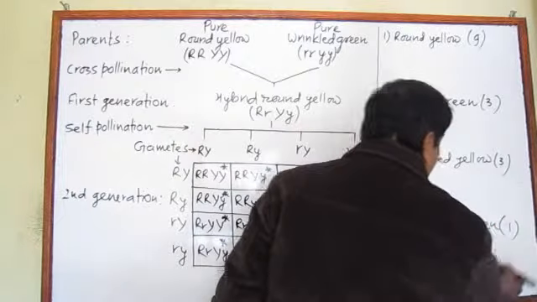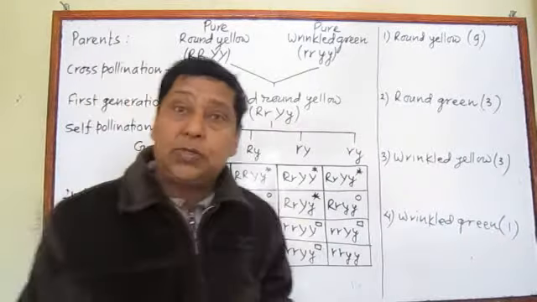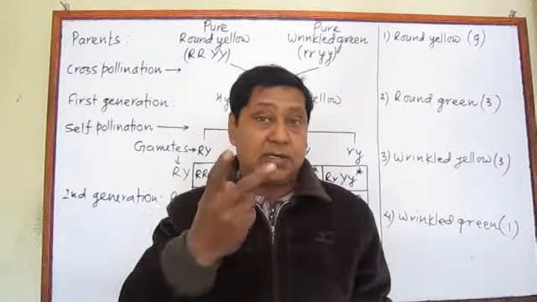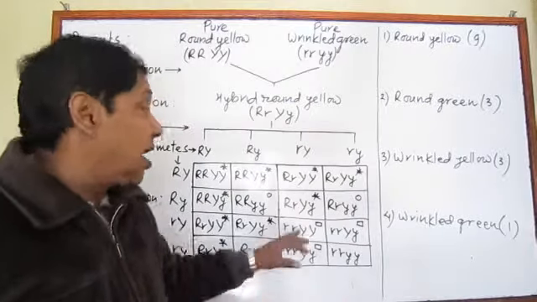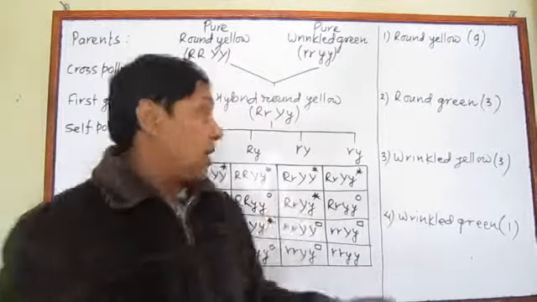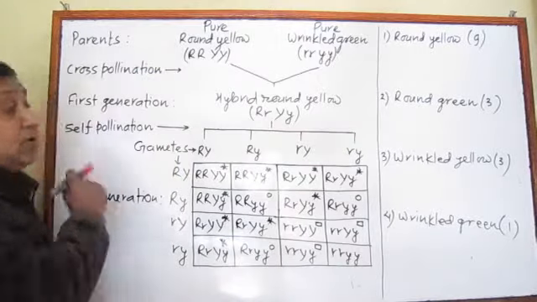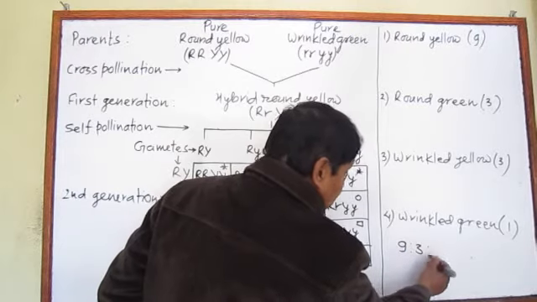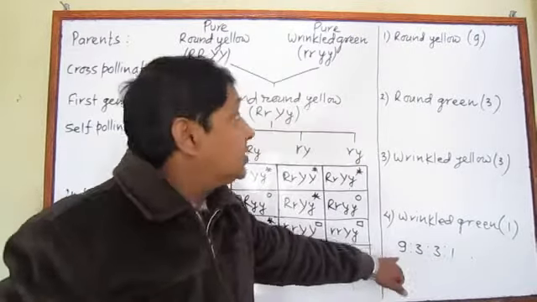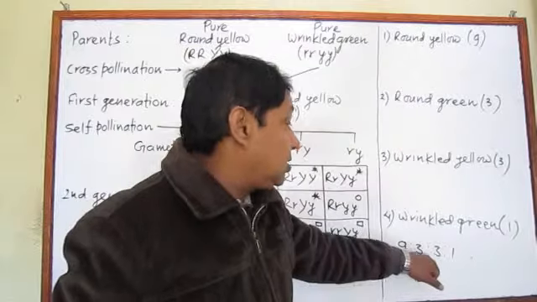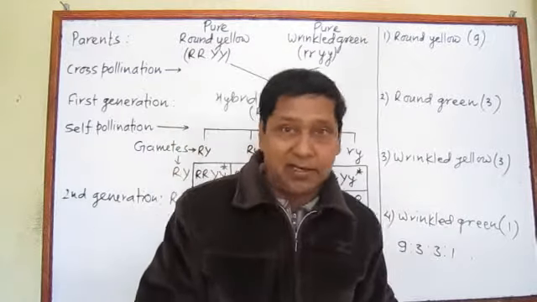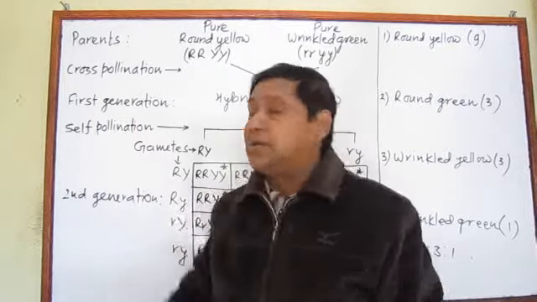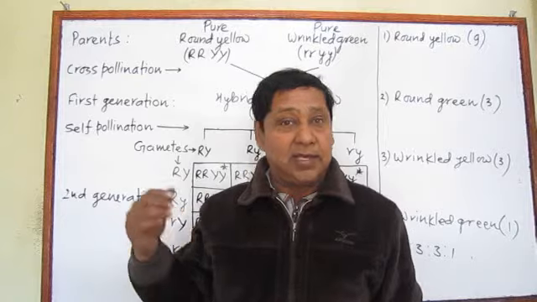That's why we can say the phenotypic ratio. Phenotype means what? The external appearance of an organism with regard to one or more character. We are taking 2 characters. And phenotypic ratio in this second generation is 9:3:3:1. 9:3:3:1 means round yellow is to round green is to wrinkled yellow is to wrinkled green. This way Mendel did dihybrid cross. One of the examples is explained just now.